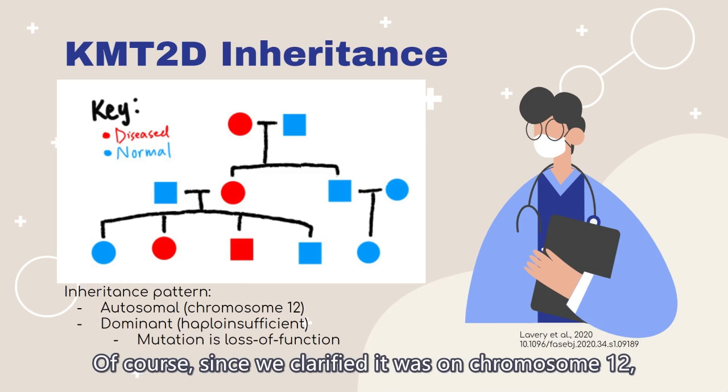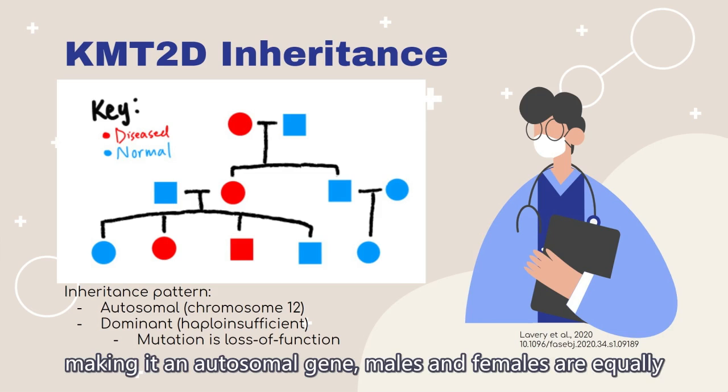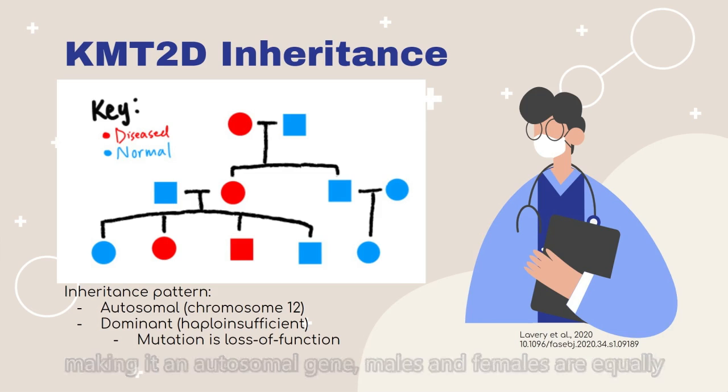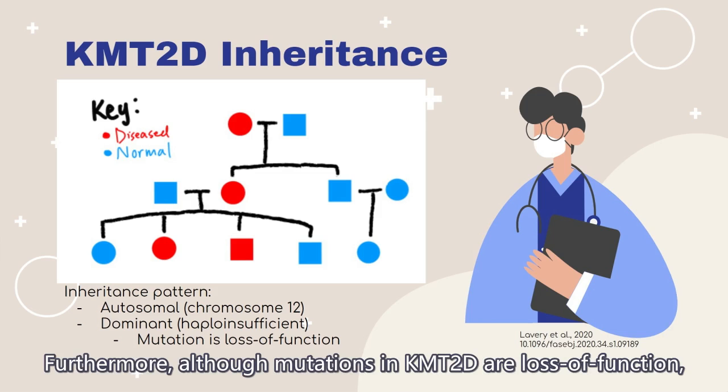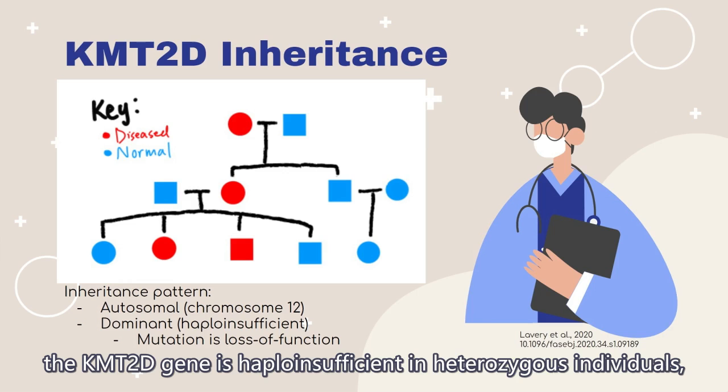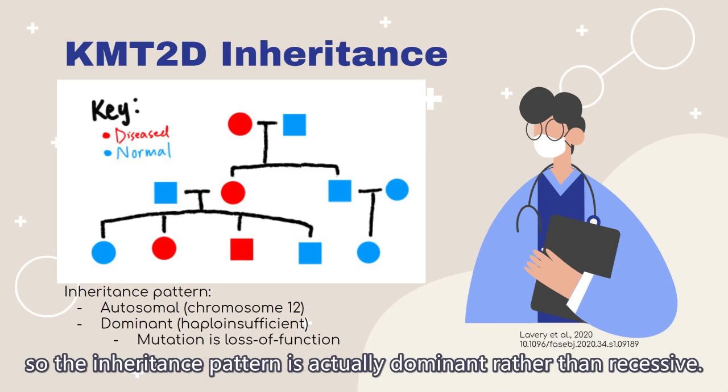Of course, since we clarified it is on chromosome 12, making it an autosomal gene, males and females are equally likely to inherit the condition from a diseased parent. Furthermore, although mutations in KMT2D are loss of function, the KMT2D gene is haploinsufficient in heterozygous individuals, so the inheritance pattern is actually dominant rather than recessive.